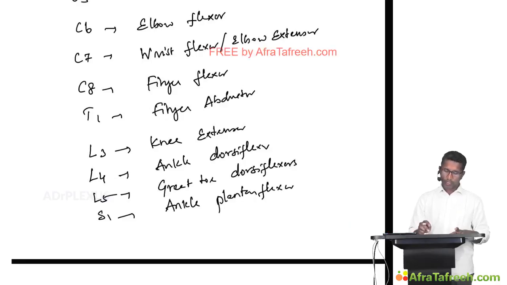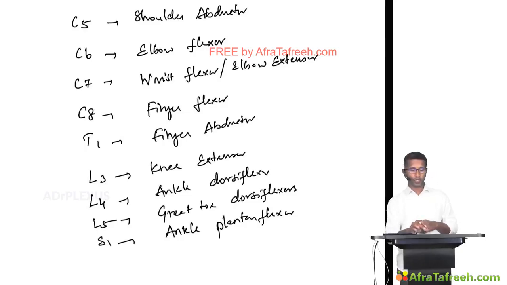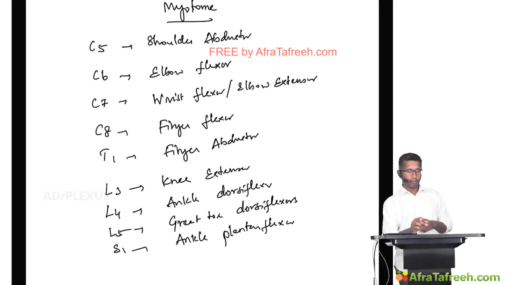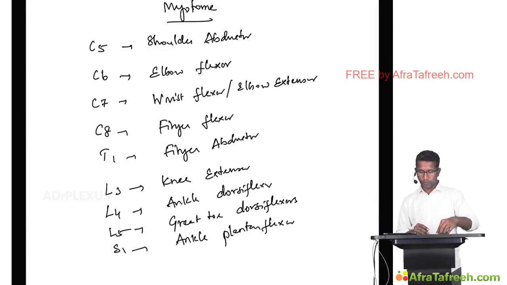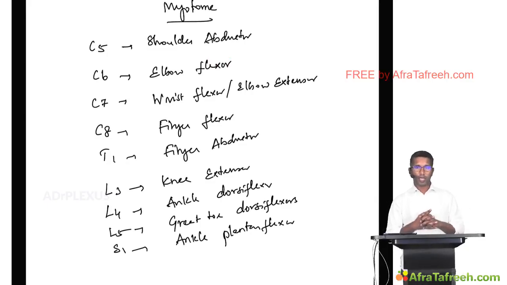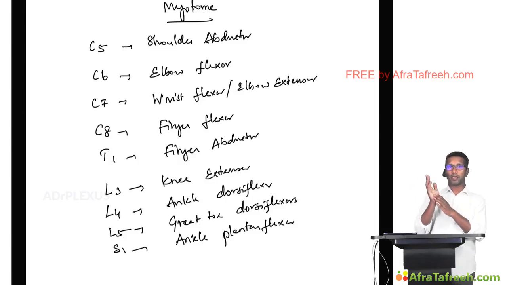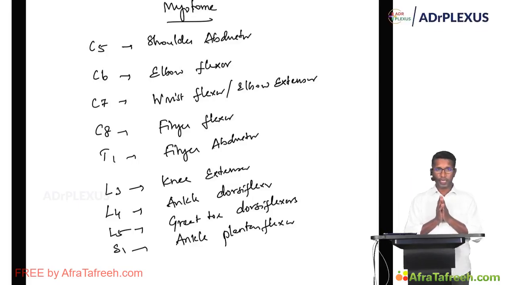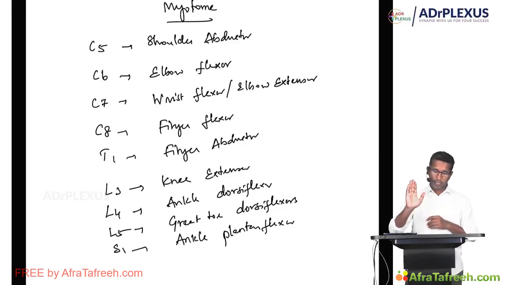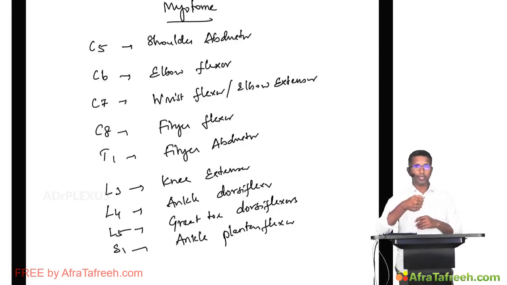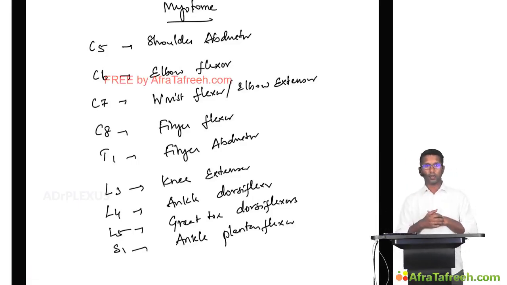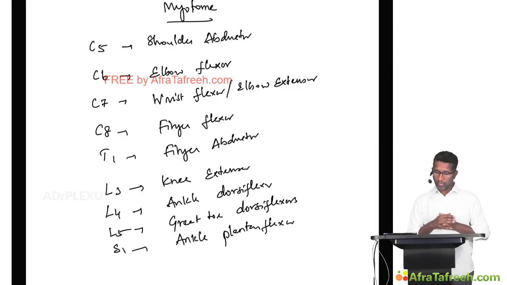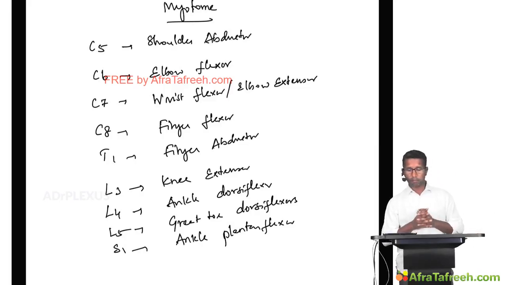Okay, fine guys. So these are all the myotomes of the upper and lower limbs. Please take down these very important topics. If you see the questions recently, they won't ask whether this area is supplied by the median nerve or ulnar nerve. They more specifically ask the myotomes and the dermatomes. So L3 is for knee extension, L4 is for ankle dorsiflexion, L5 is for great toe dorsiflexion, and S1 is for ankle plantar flexion.